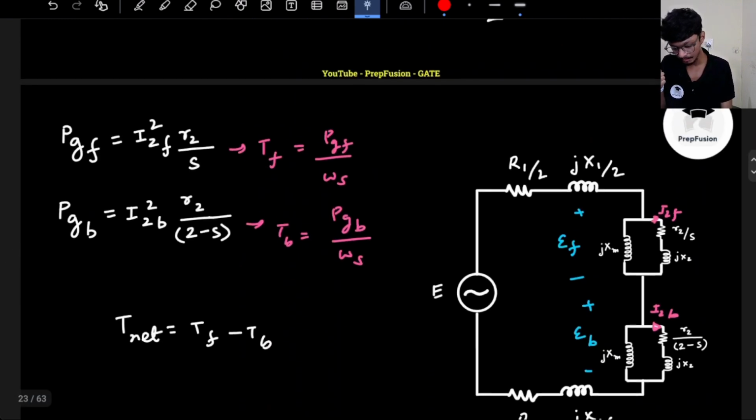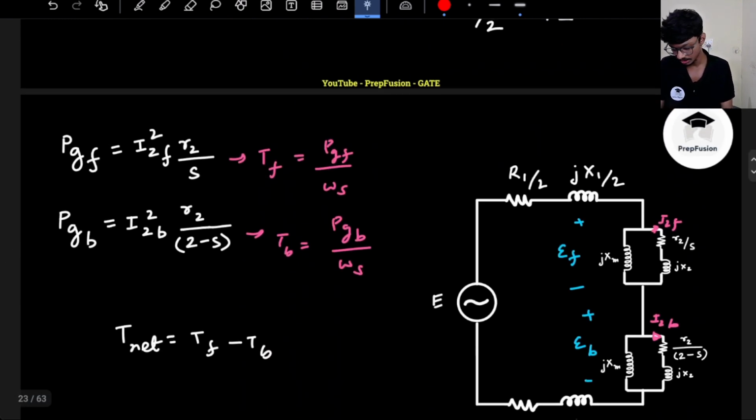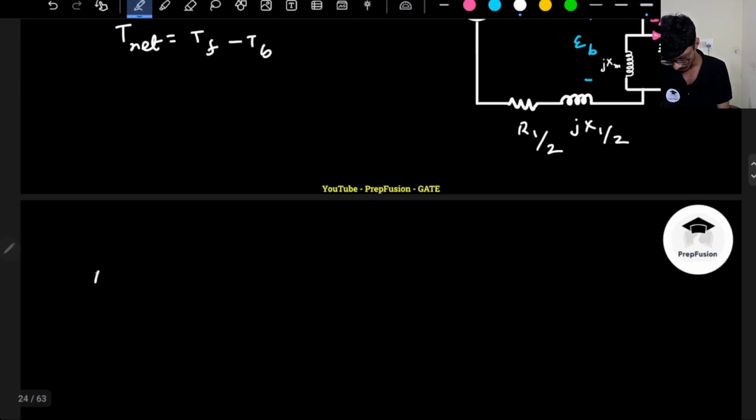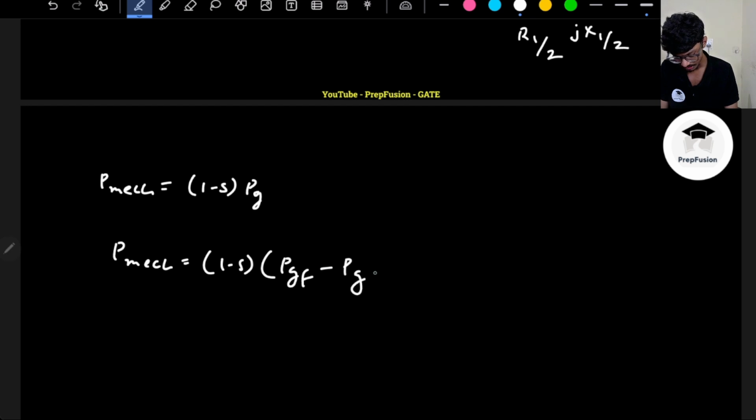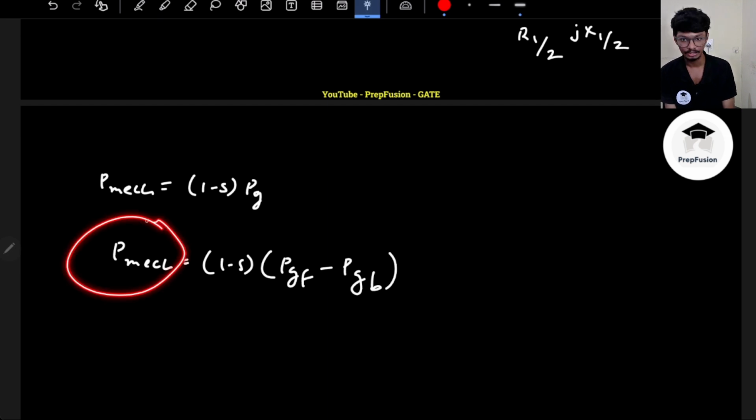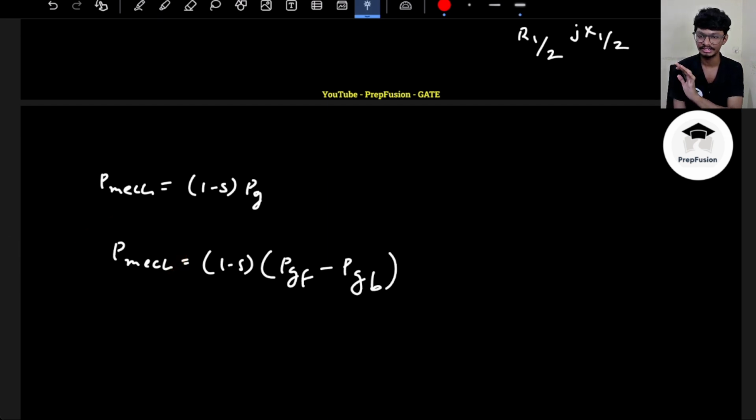Now what is the mechanical power developed? What is P mechanical? If you remember, in the induction machine, what was the normal formula? It was 1 minus S into PG, the air gap power. Here I can simply write P mechanical, because the backward field will be opposing, as PGF forward minus PG backward. That will be the overall mechanical power output at the shaft. I hope it is clear. So we have got all the formulas. It is just a revision of the induction motor, that's it.